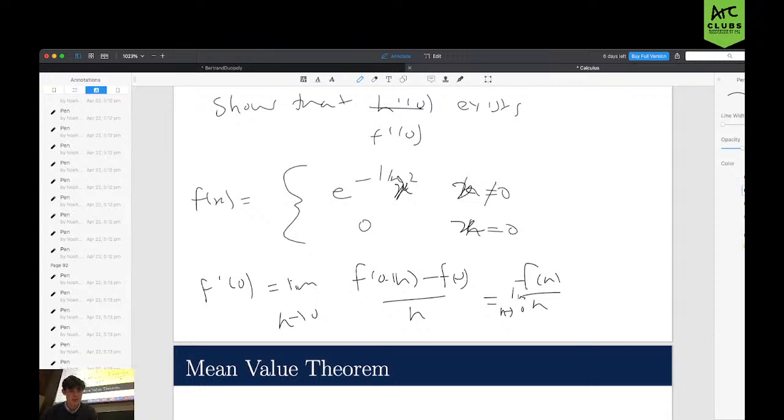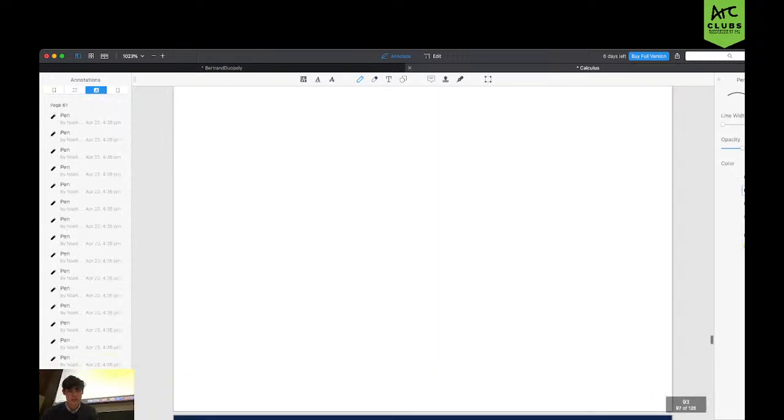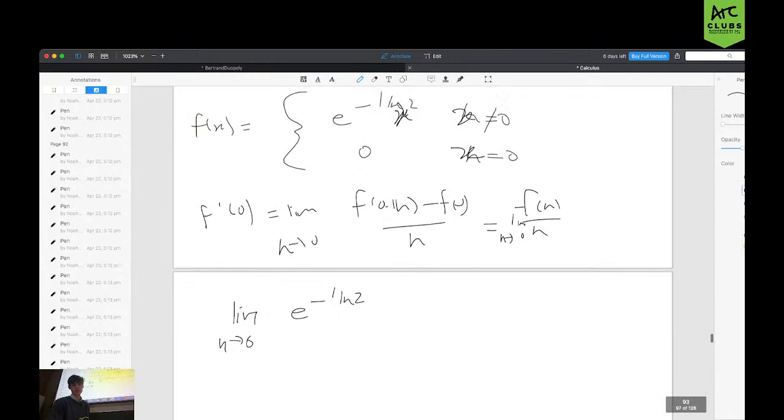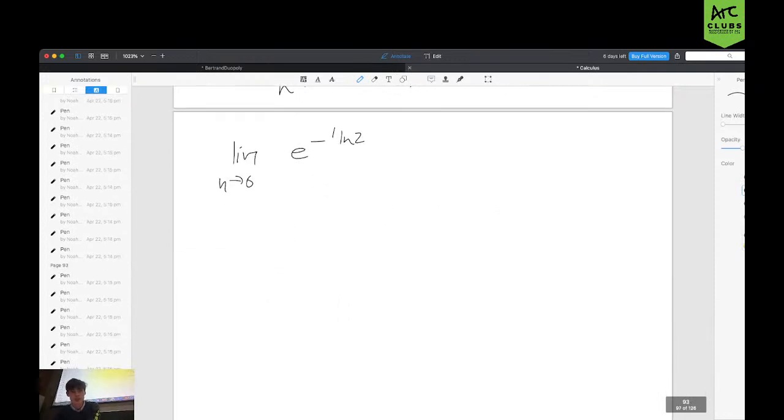And let's just add a new page. Right, so then the limit as h approaches 0 of, well, f of h is e to the negative 1 on h squared, because h is not equal to 0. It's tending to 0, it's not equal to 0, so we just use this non-zero component of the function. And then we divide by h, and what we get is this limit here. And this is exactly equal to the limit that we proved in the previous part. We know that's equal to 0, right? So therefore, f dash of 0 exists and equals 0.